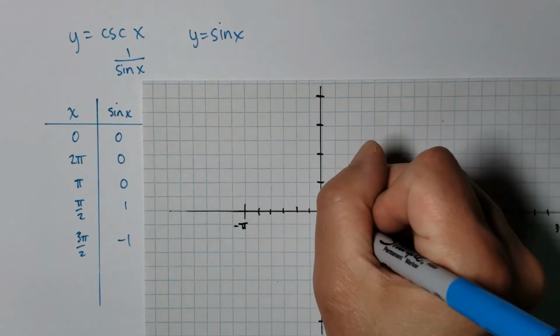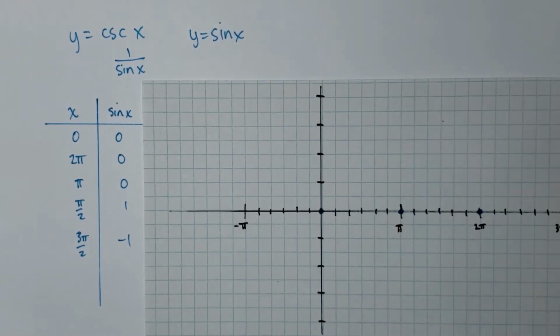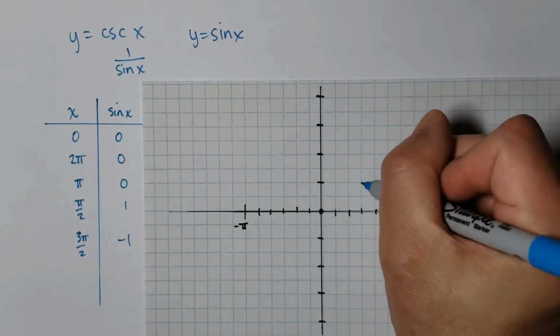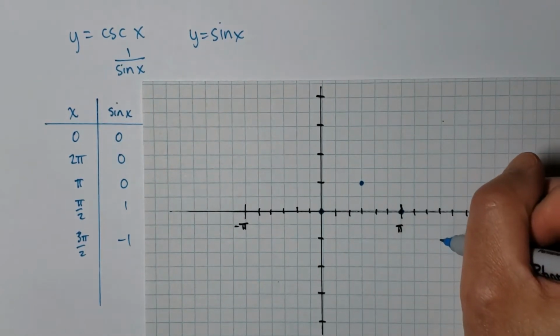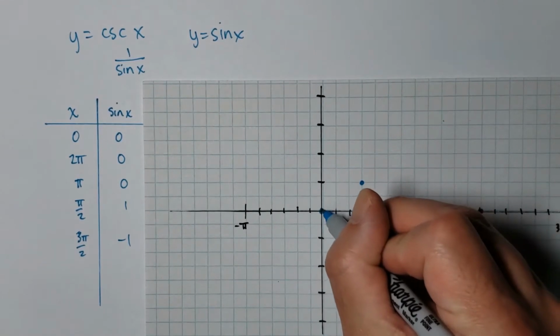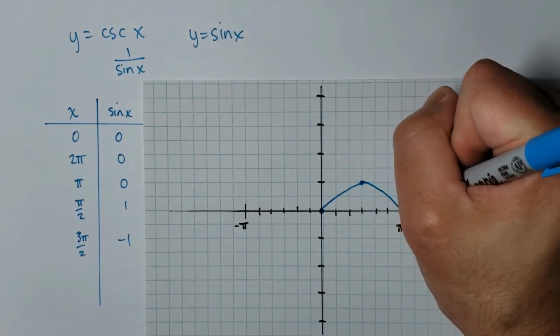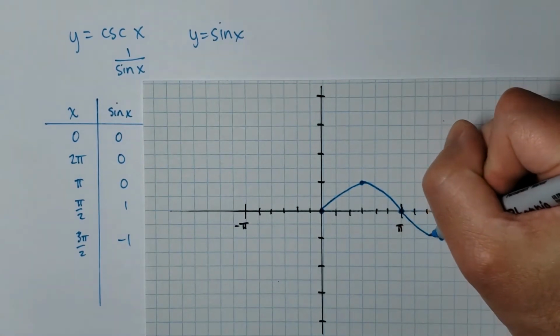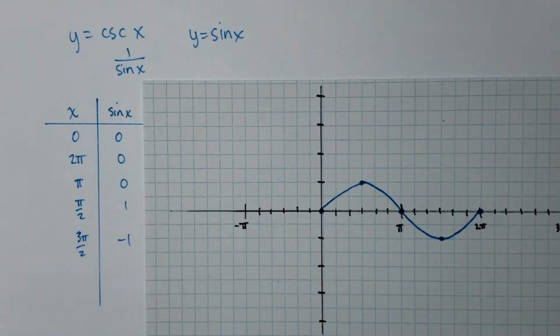So we have our first point at 0, 0. We move over the period, halfway in the middle. Those are our 3 x-intercepts. And then at pi over 2, we go up to our maximum. At 3 pi over 2, we go down to our minimum. And so we can draw our curve. Like that. And if we wanted to, we could add in a few more points.